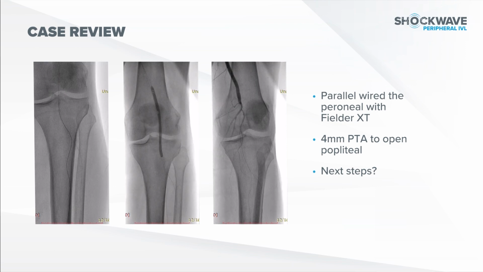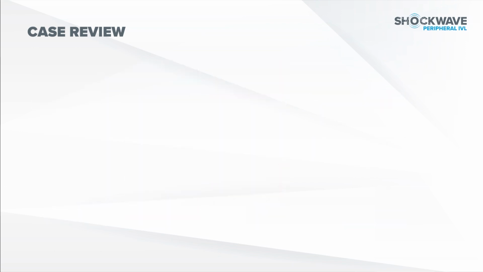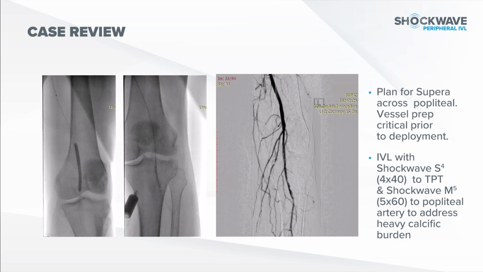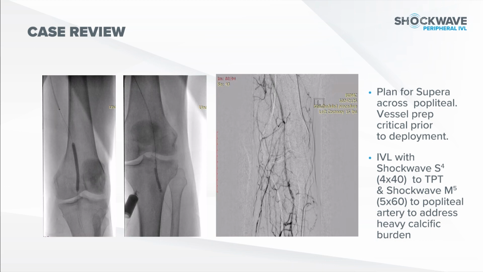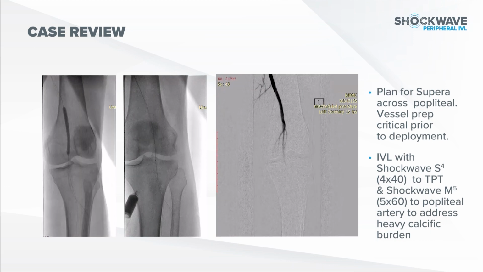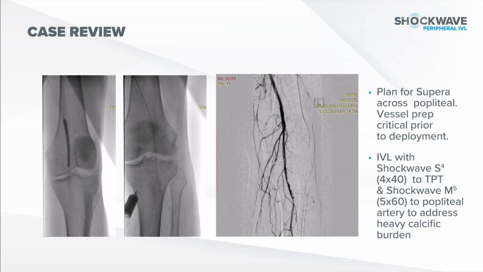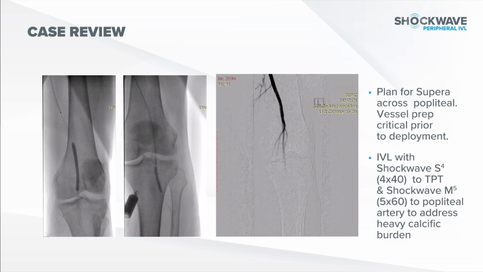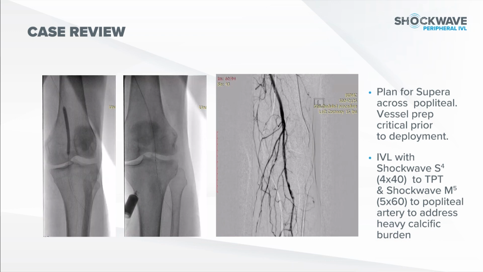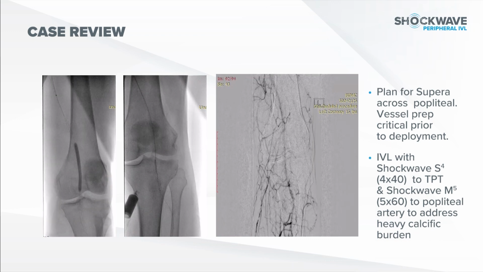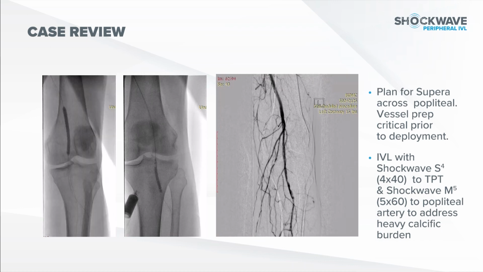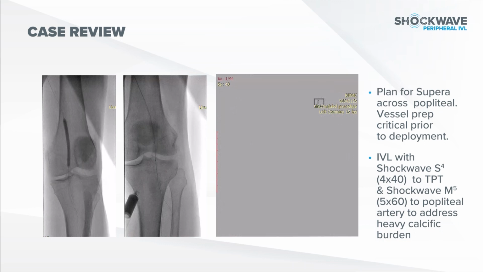We do not want to put in a Supera stent that doesn't have a very well prepared vessel. We've all done that before. So here we end up going with the S4 4x40 into the tibioperoneal trunk, and then the M5 up from the popliteal artery back. And you'll see the image on the right here, following just the Shockwave at 2 to 4 atm, using the full range of the lithotripsy. We have a really nice channel now, and you can see how much that peroneal artery, tibial trunk, peroneal artery grew. So we were thrilled at this point.